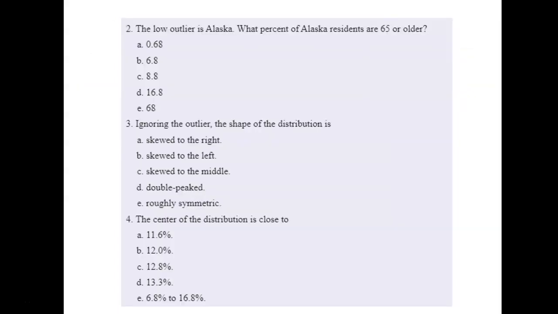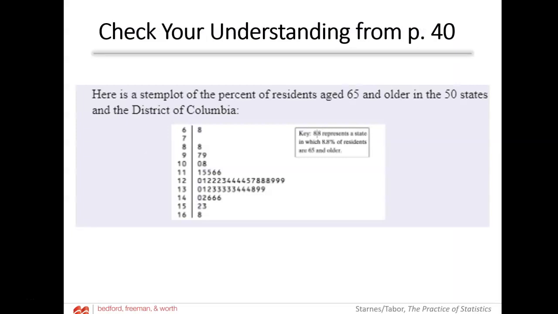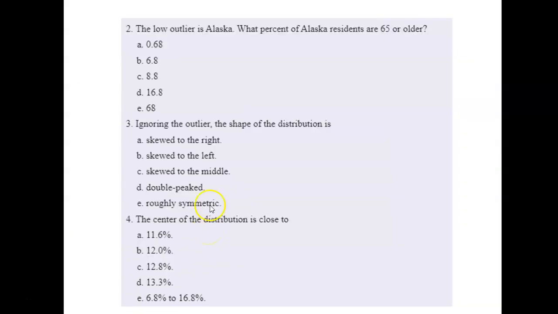All right, number 3, ignoring the outlier, the shape of the distribution is. So this is something we'll be able to do where we literally ignore the outlier. If you just look at this, it looks pretty symmetrical to me, and it seems to have this peak at the 12 percentages-ish, the 12s. I don't know how to call that. All right, so I'm thinking roughly symmetric. That's all they wanted. I should have read the question.